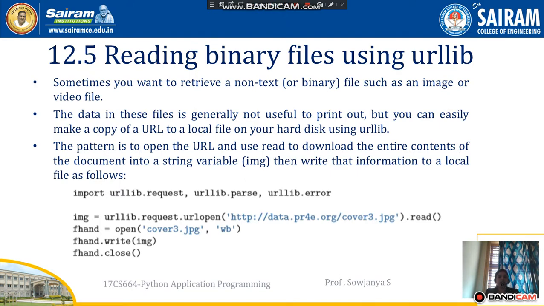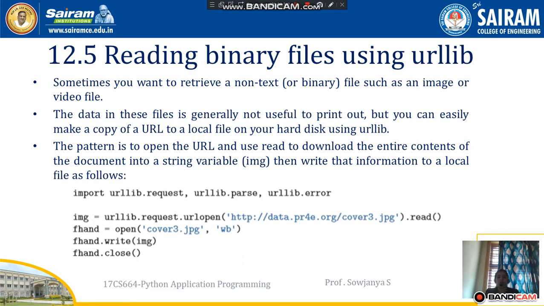In a similar way, how can we read binary files using the urllib library? When you want to retrieve a non-text file, that means it is not readable by humans. Binary files cannot be read by humans, so that is called a non-text or binary file, for example an image or a video file. In such cases the data in those files is generally not useful to print out, but you can easily make a copy of the URL contents to a local file on your hard disk using the urllib library.